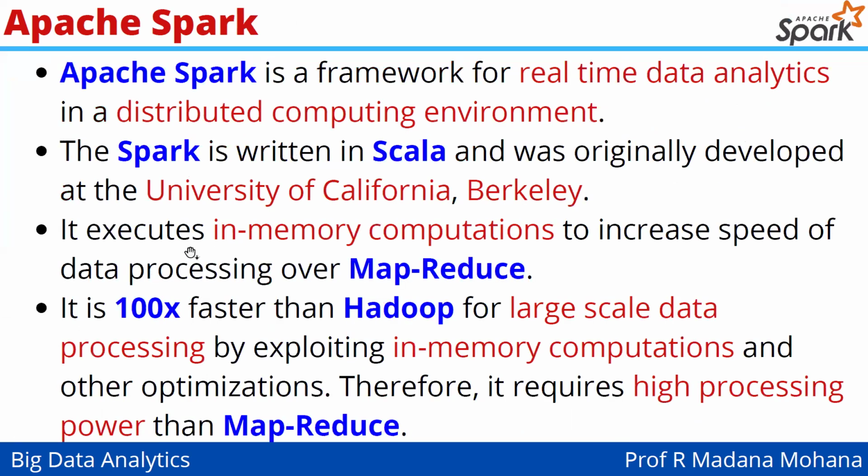Then coming to Apache Spark, it is a framework for real-time data analytics in a distributed computing environment. Spark is written in Scala and was originally developed at the University of California, Berkeley. It also executes in-memory computations to increase speed of data processing over MapReduce. It is 100x faster than Hadoop for large-scale data processing by exploiting in-memory computations and other optimizations. Finally, it requires high processing power compared to MapReduce.